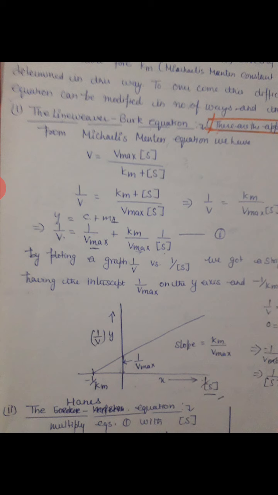Now we can find the value of Vmax because the intercept gives you the value 1 by Vmax. So the quantitative estimation of the parameters becomes very easy if we convert the Michaelis-Menten equation to the Lineweaver-Burk equation. This is the most common type of interpretation generally used in enzyme kinetics study. Other plots are also there, but the Lineweaver-Burk equation is very important.